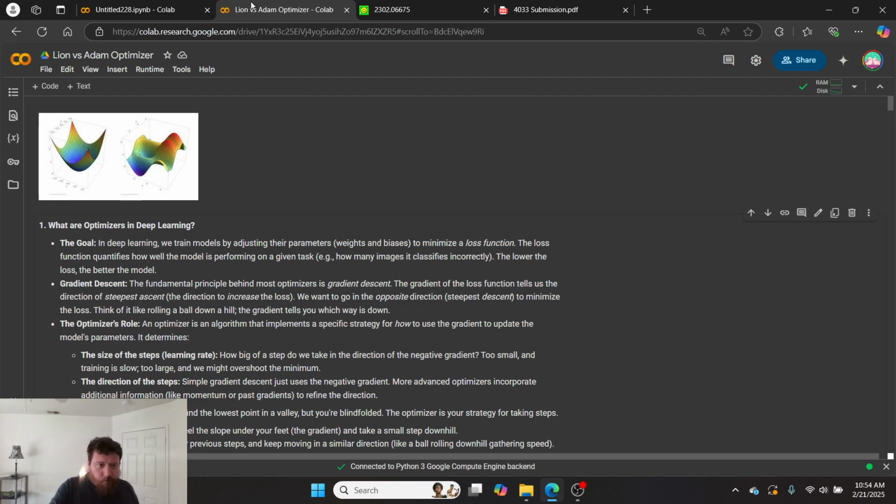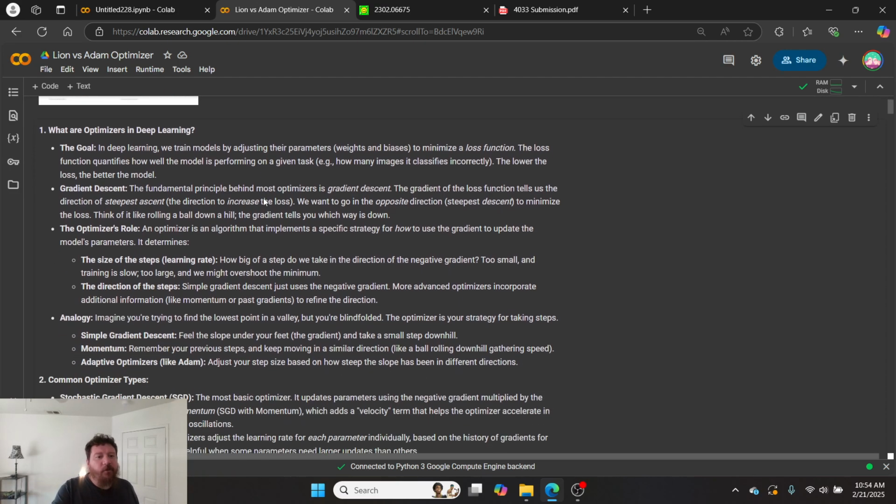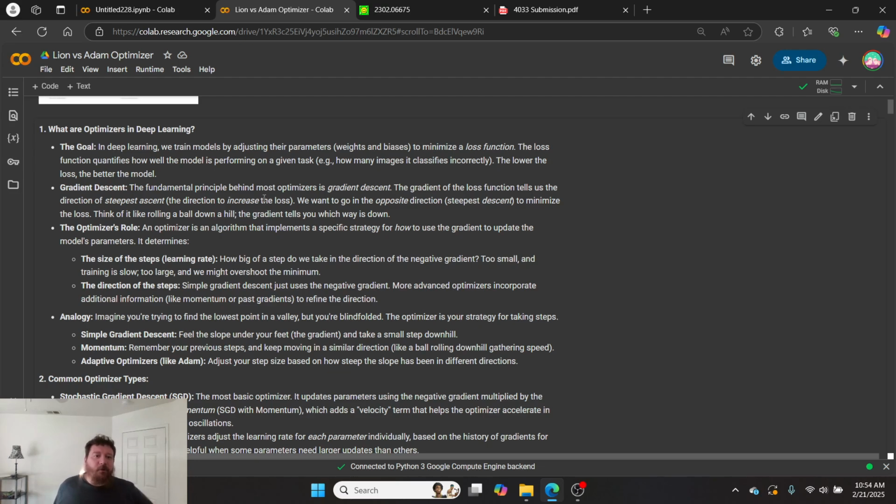So what are optimizers in deep learning? In deep learning, we train models by adjusting their parameters, the weights and biases, to minimize a loss function. And so it all comes down to this loss function. The loss function quantifies how well the model is performing on a given task, for example, how many images it classifies incorrectly. And the lower the loss, the better the model.